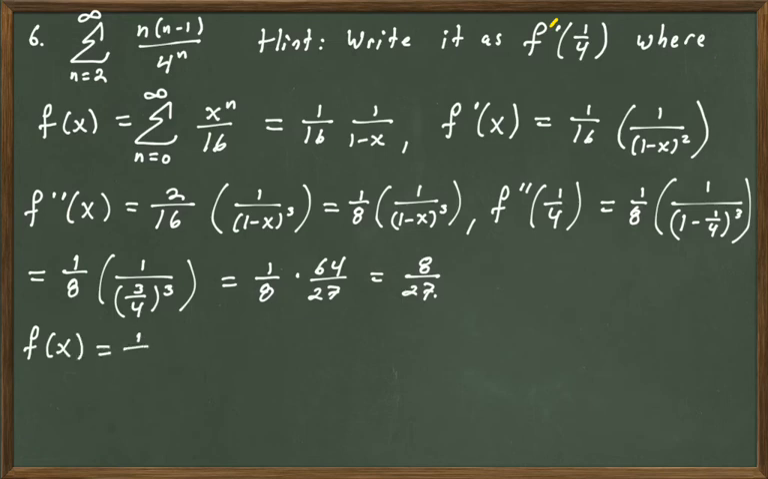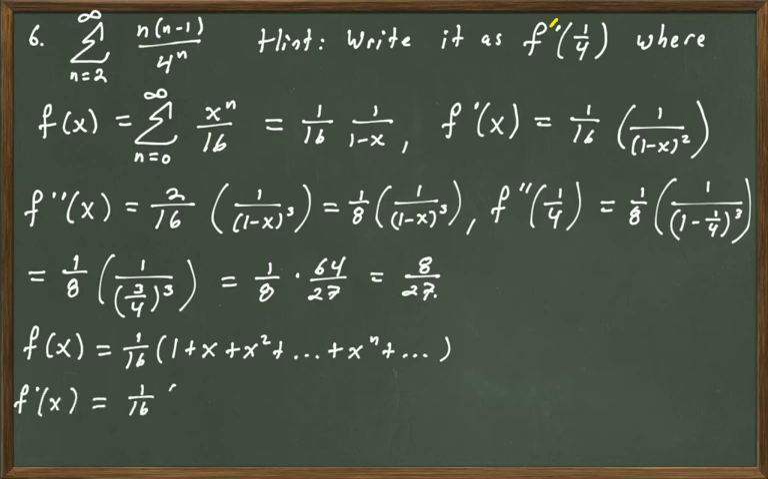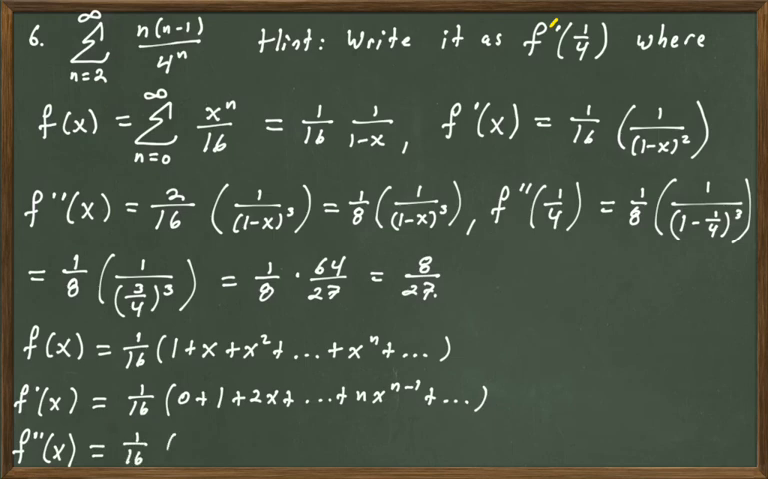Okay, now f of x was equal to 1 over 16, 1 plus x squared plus all the way out to x to the n, etc. So the first derivative would be 1 over 16, 0 plus 1 plus 2x plus all the way out to nx to the n minus 1. Keep going. So the second derivative would be equal to 1 over 16, 0 plus 0 plus 2 plus all the way out to n minus 1, x to the n minus 2, and it keeps going.